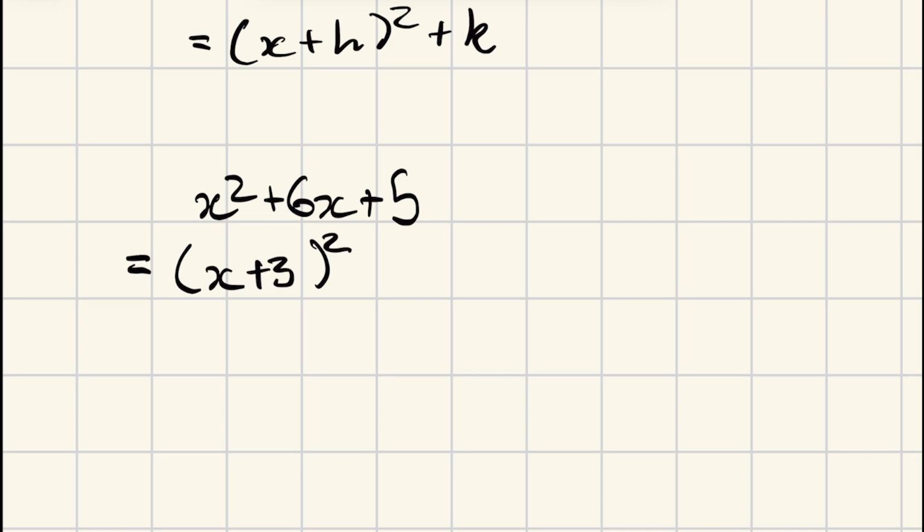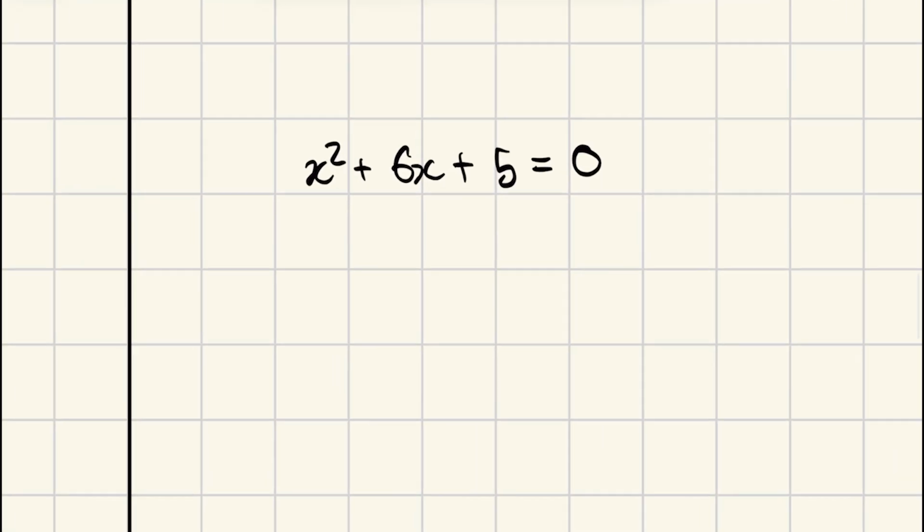We can't just go from x squared plus 6x plus 5 to x plus 3 squared, because if you expand this out, you're going to have a plus 9. So if you know how to expand out these sort of brackets, you'll know that you'll get a plus 9 and not a plus 5. So how do we go from 9 to 5? We minus 4. Done.